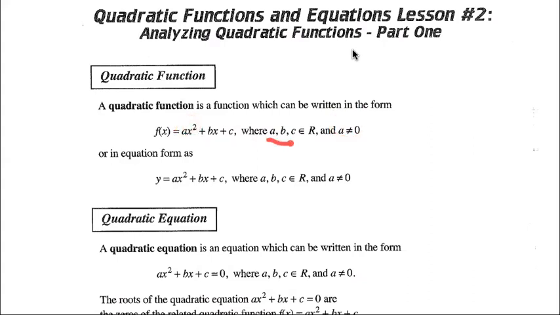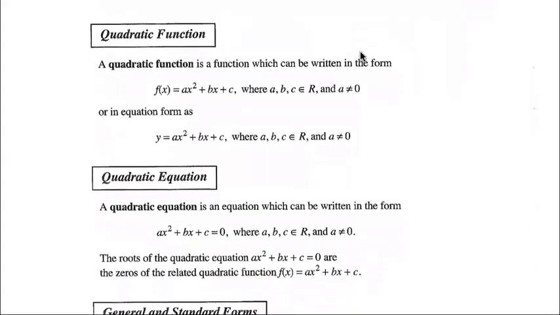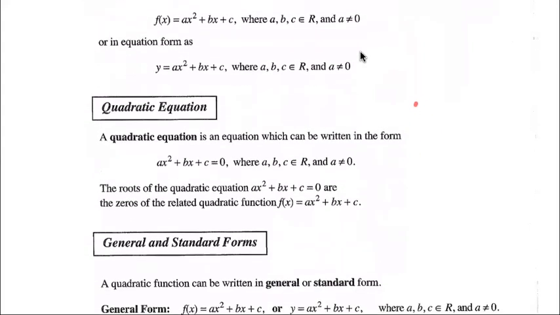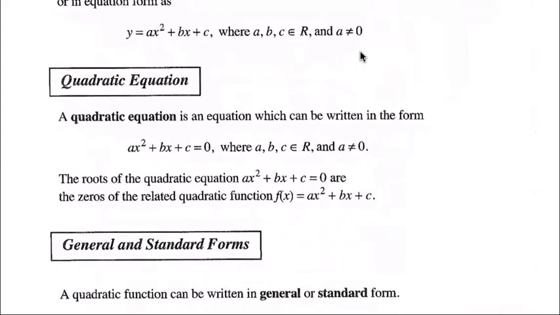And a, b, and c have to be real numbers. If they're not real numbers, we can't graph them on our coordinate grid. So those are just little add-ons that we have to put there to make sure that you can do the question. So a quadratic equation is an equation which can be written in this form, ax squared plus bx plus c equals 0. The roots of the quadratic equation ax squared plus bx plus c equals 0 are the zeros of the related quadratic function.